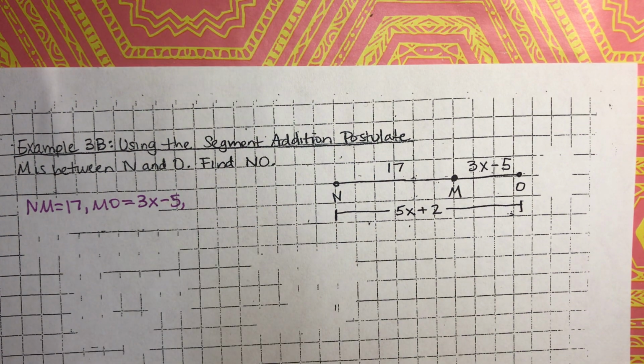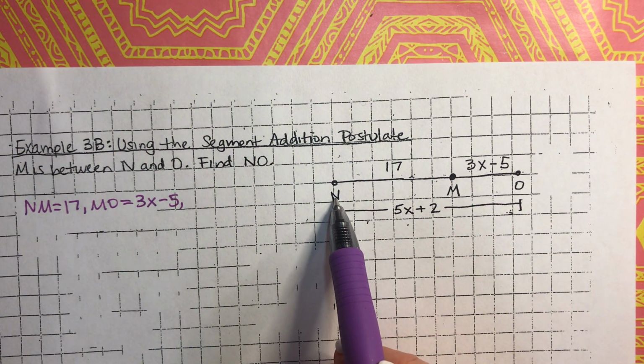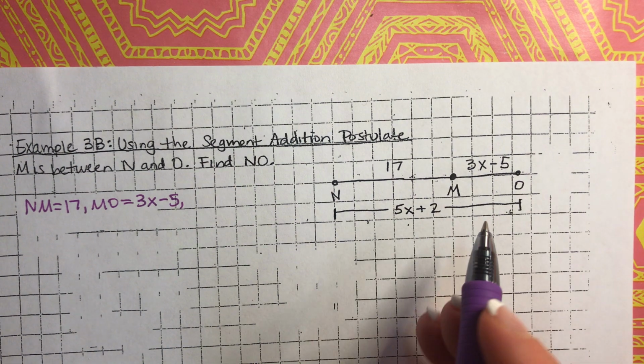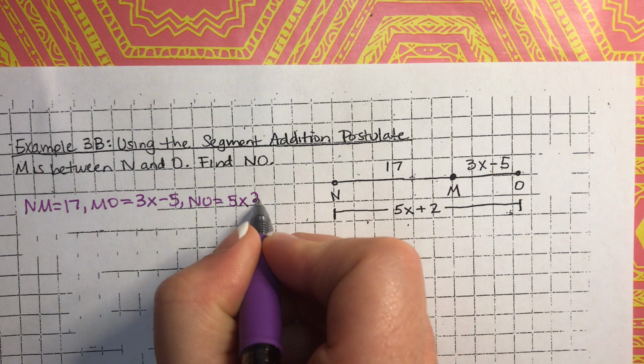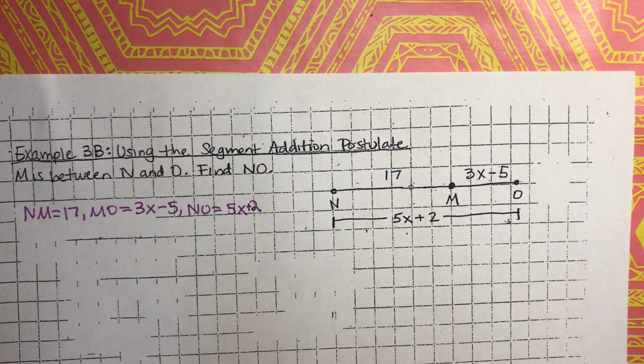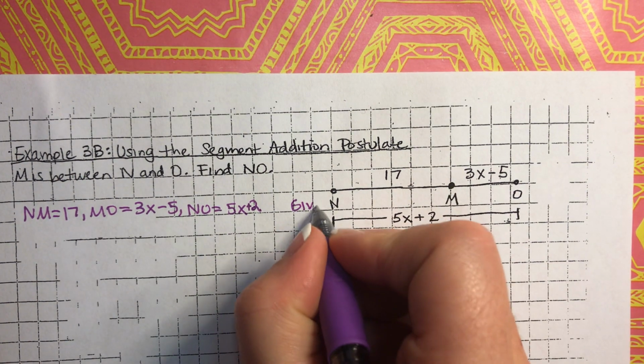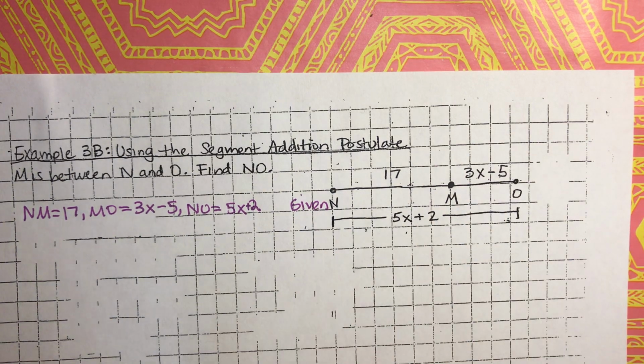What else is the problem giving us? The problem is giving us that NO is equal to 5x plus 2. I need a plus there. And that is all given information. That is what the problem is giving us.